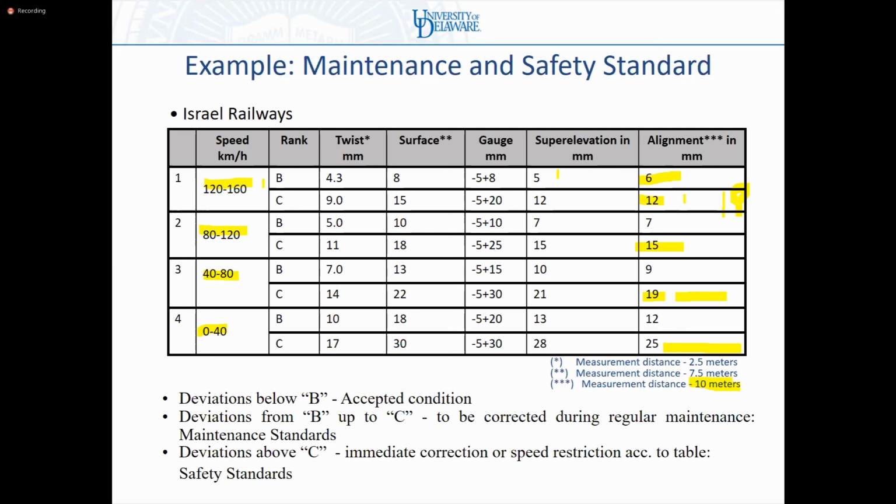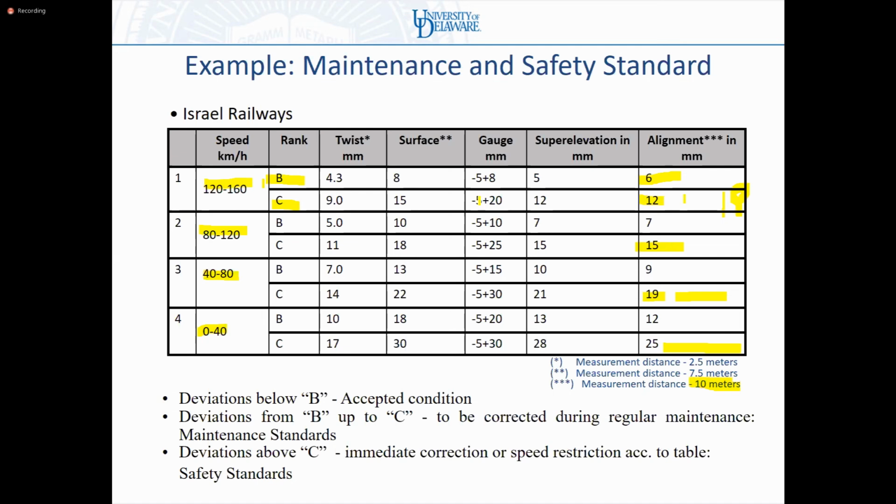Is everybody clear on this? This is really, really important to understand. It's a fundamental principle. So B is my maintenance standard here, and C is my safety standard here. If I'm below 6, I don't have to worry about anything. If I'm between 6 and 12, I can take my time to fix it so long as I don't let it get past 12. Once it gets past 12, I must do something: either fix it or slow it down to whatever speed I'm allowed and then maintain it.